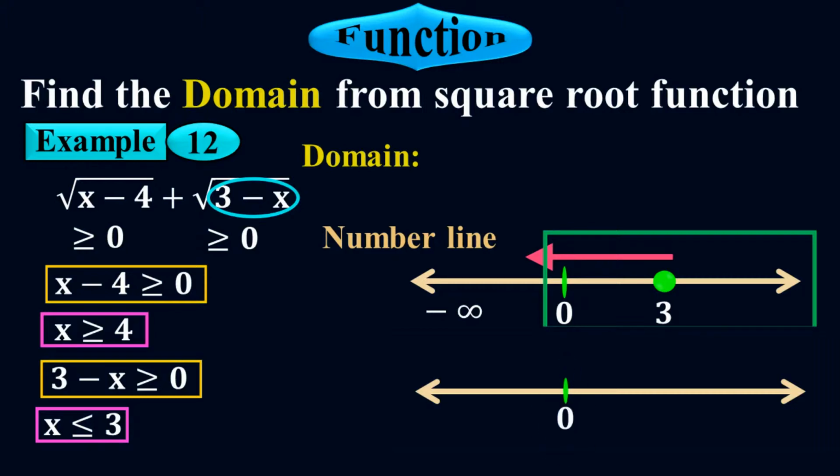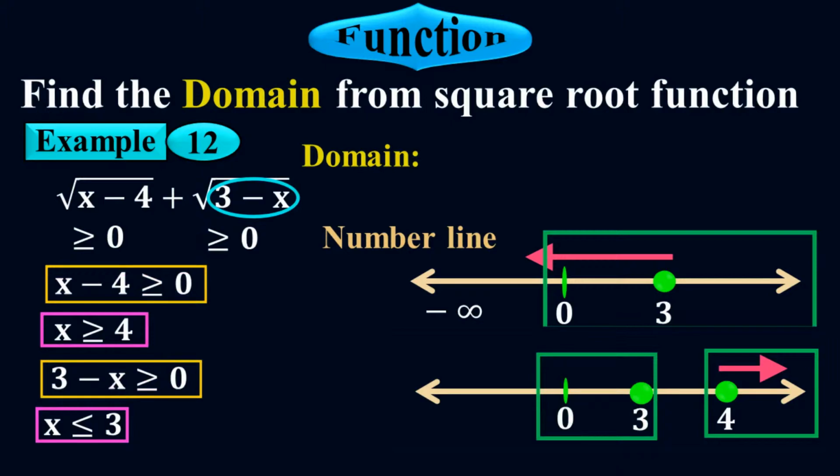Let me draw the points 0, 3 and 4. One condition says that x can be 4 and then greater than 4. The other condition says that x can be 3 but then less than 3, which is the second condition. The third number line is the combination of the first two number lines. When I combine them on the third number line, I get a space. There is a space here.